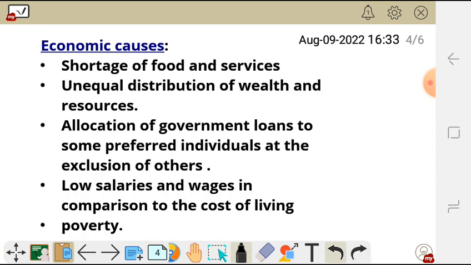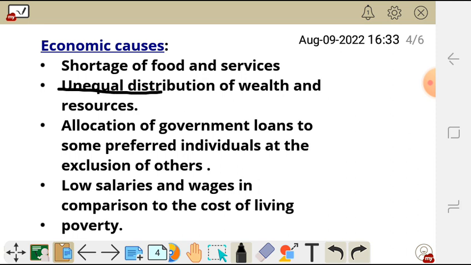So let's move on to economic causes. Under economic causes of corruption, we have shortage of food and services. If you have a shortage of food and services, the little food that remains is going to be fought for by a lot of people, and some will be tempted to use corrupt means to get that food and those services.